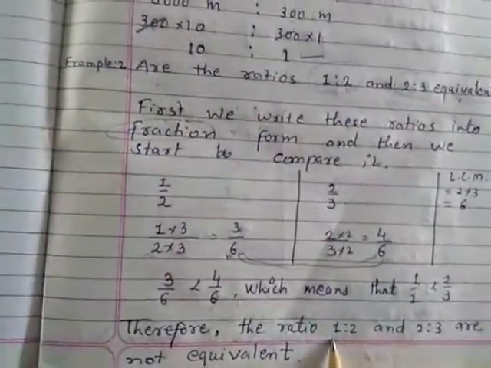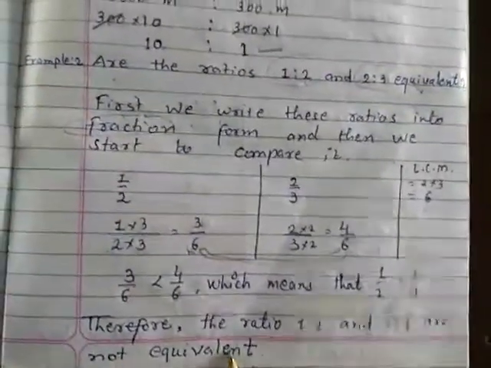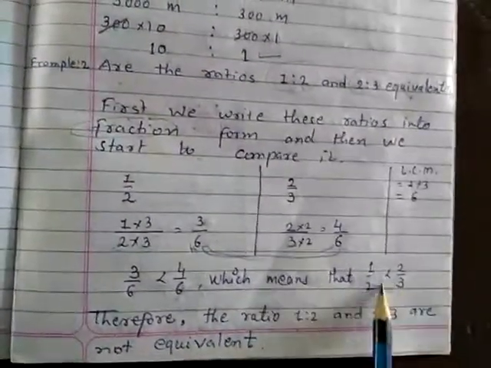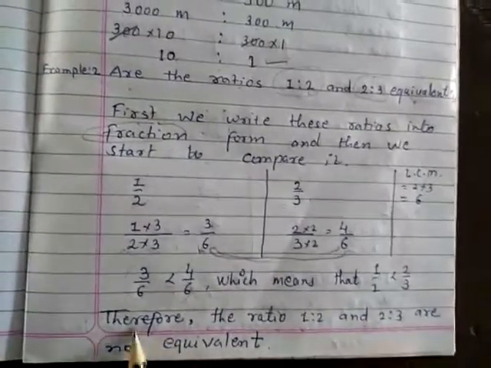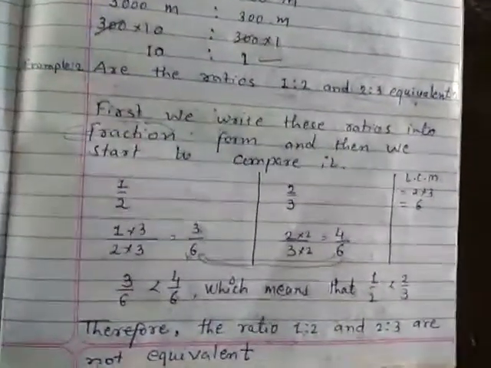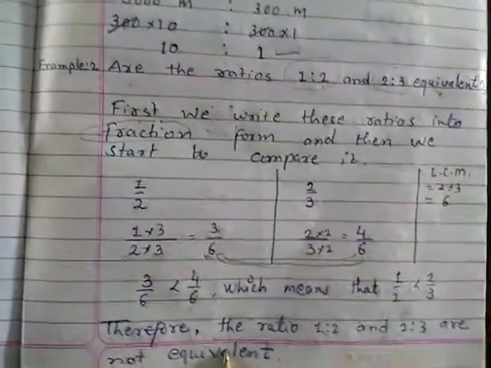So therefore the ratios 1 is to 2 and 2 is to 3 are not equivalent. Is it equivalent? No. 1 upon 2 is less than 2 upon 3. So we write here, therefore the ratios 1 is to 2 and 2 is to 3 are not equivalent. Okay students, understood?